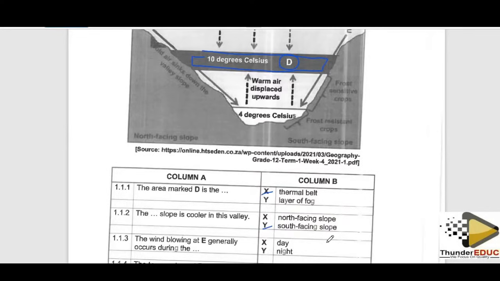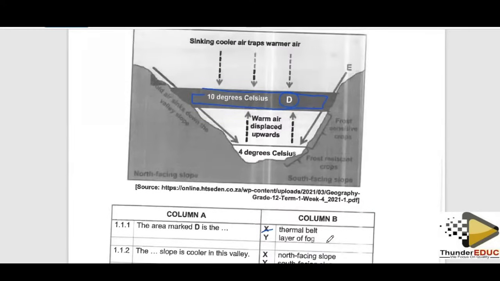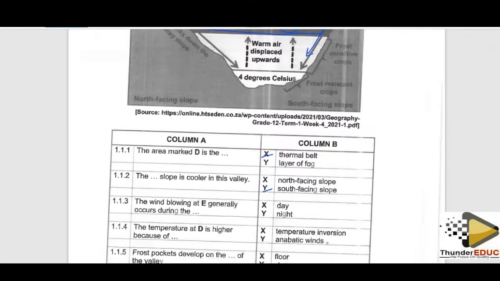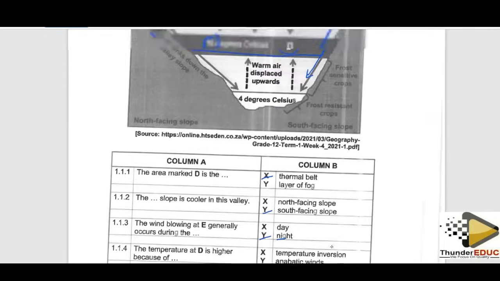1.1.3, the wind blowing at E generally occurs during, this is E here. This is our E. You can see the wind is blowing down the valley. So they say it occurs during which time? And of course, that has to be during the night time. So our answer will be Y. Why do we say night time?